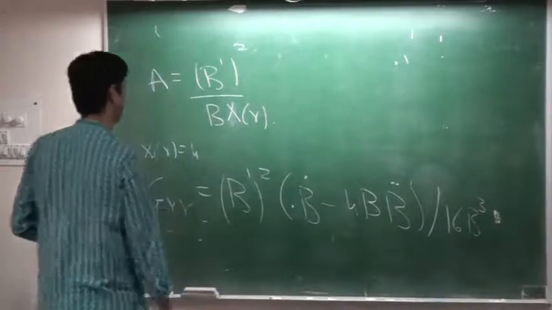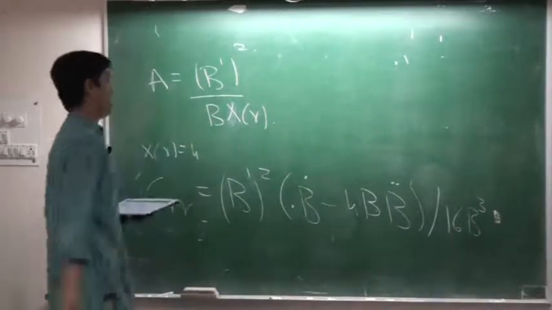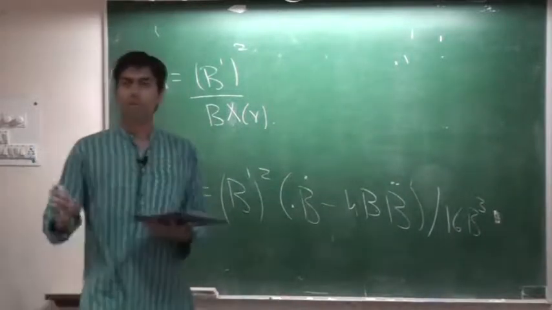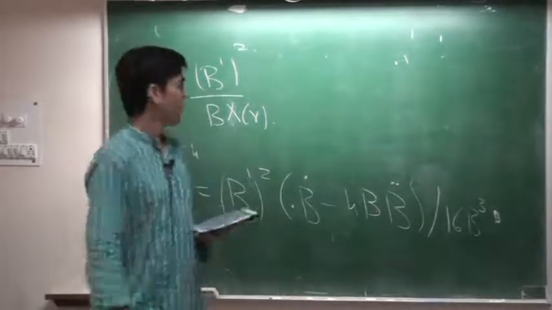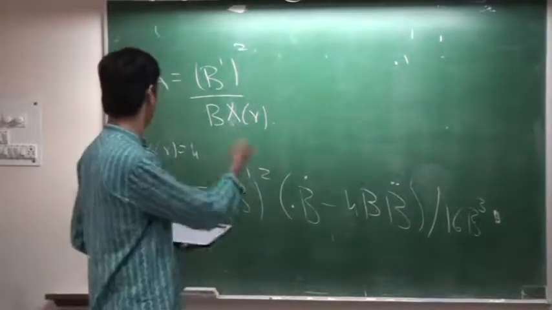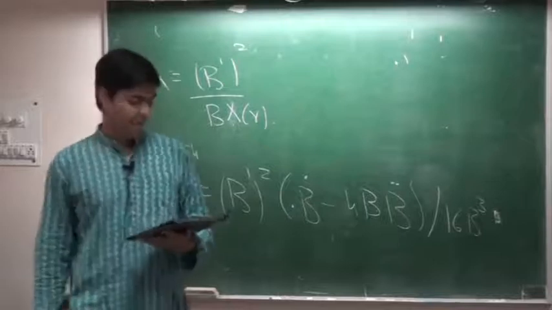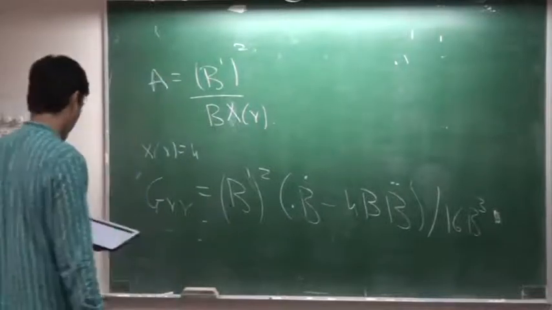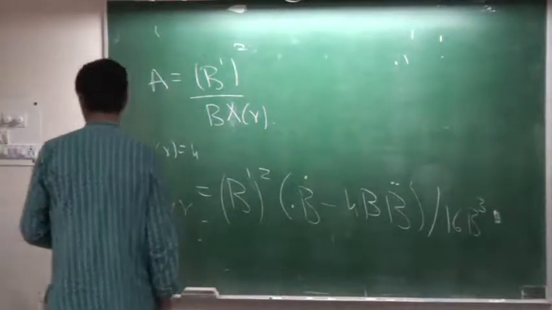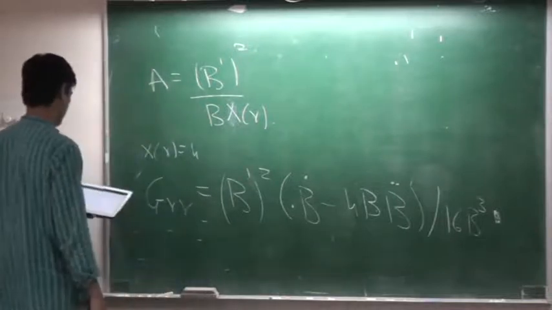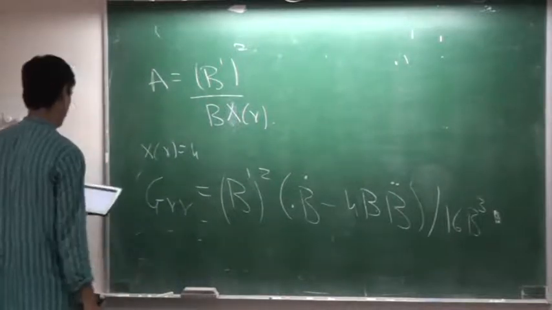So this is what GRR becomes. There's no A anymore, right? Because A I already said to be something in terms of B. So now the only thing that I have left is B, and this is what GRR is in terms of that. Okay, and you can check that what this requires is the following setup.